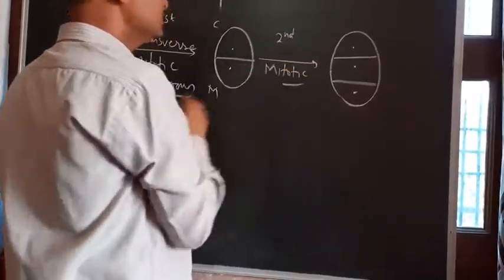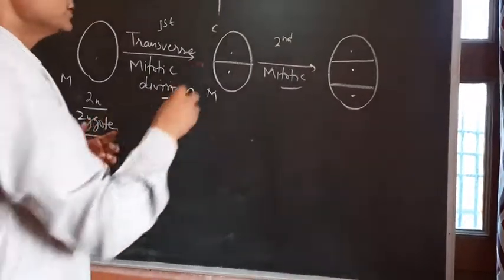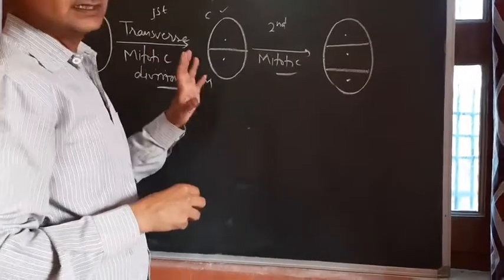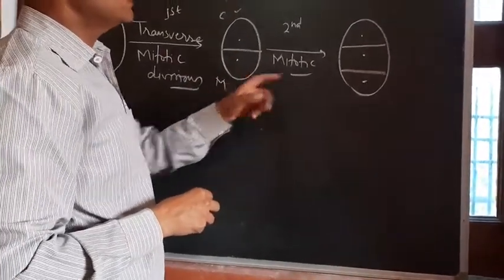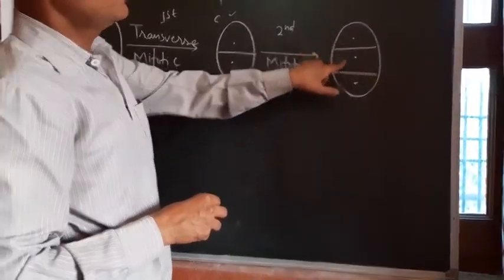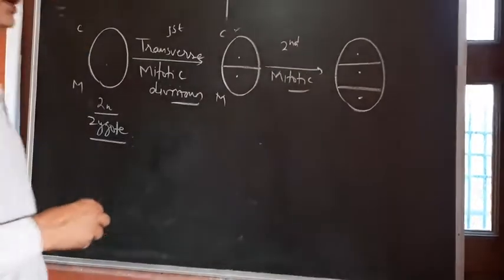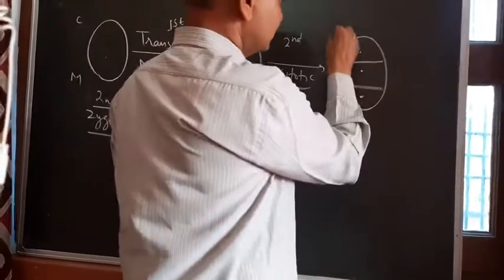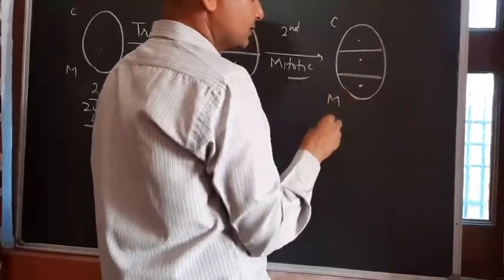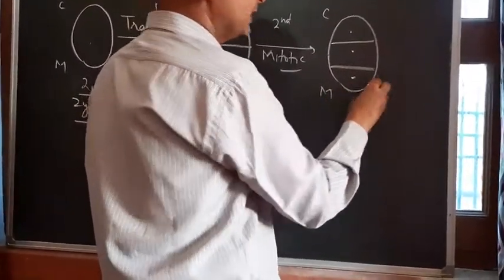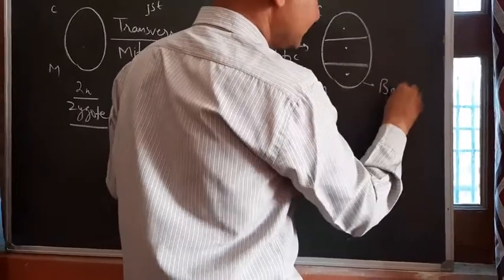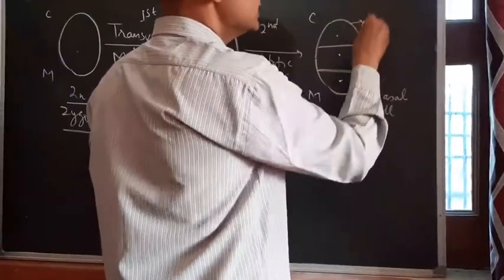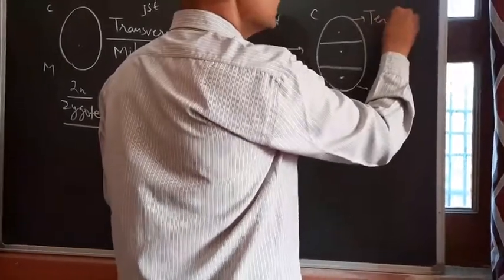In this division, which cell has undergone division? The cell which is towards the chalazal end. The cell which is towards the micropylar end does not divide, so it will remain as such. It will form a three-celled structure. Here, this is the chalazal, this is the micropylar. The cell which is towards the micropylar is called the basal cell, and the cell which is towards the chalazal is called the terminal cell.